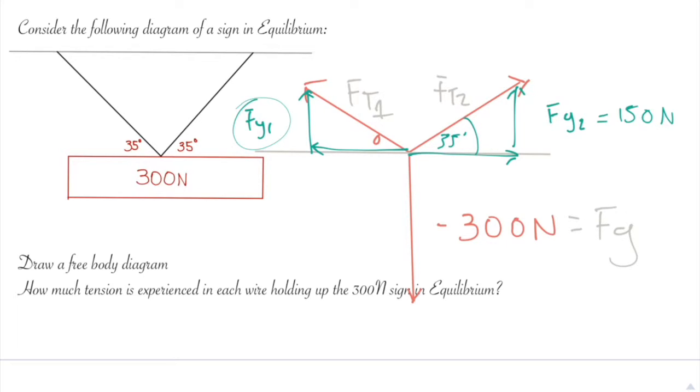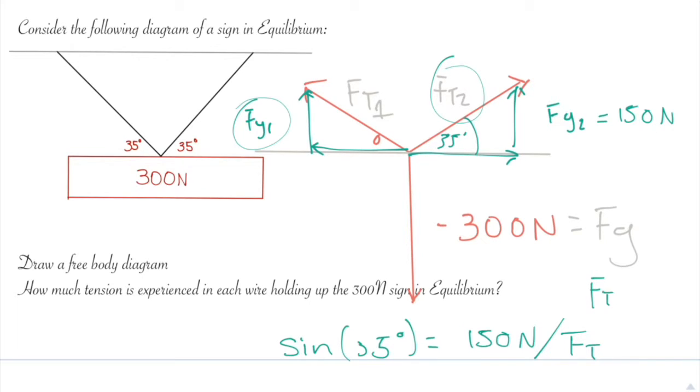And so we can do our trigonometric functions to determine the tension force in the rope. What we would want to do is the sine of 35 degrees is equal to 150 newtons over the tension force. When we solve for that tension force, we get that the tension force is approximately 261.5 newtons. And so that gives us 261.5 newtons in each of these tension forces from the wire.